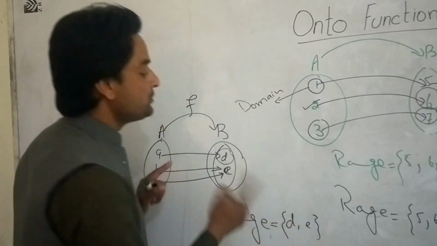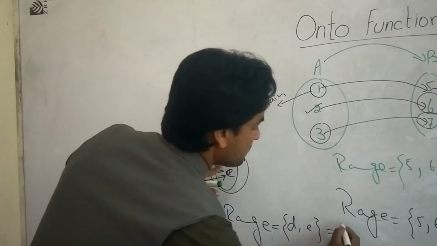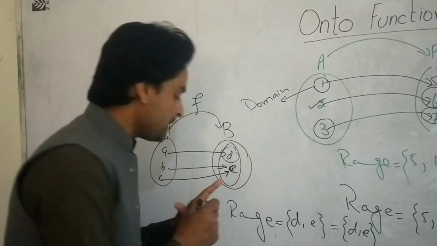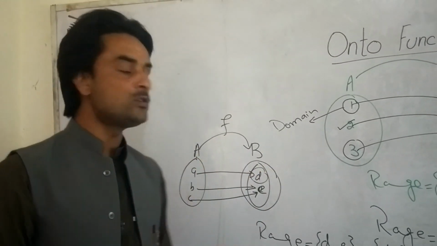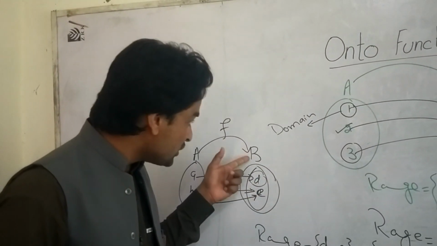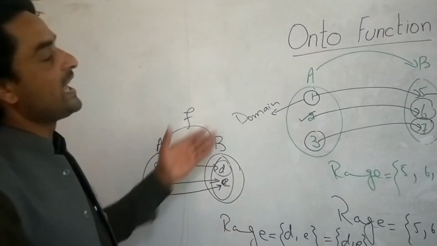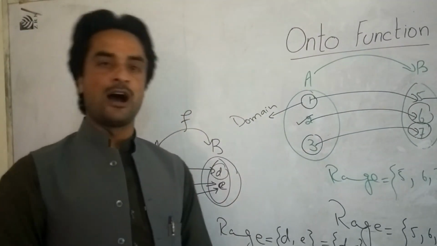And look at the set B. What elements does set B have? D and E. So in a function, if the range of the function is equal to the set B, that type of function will be known as an onto function, which is the second type of function.